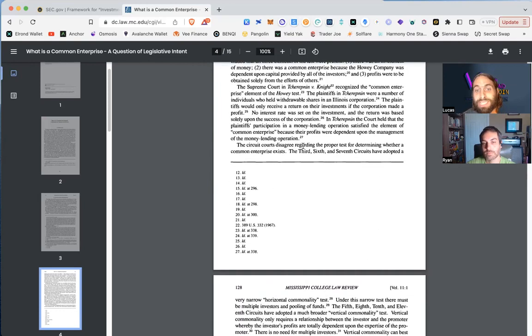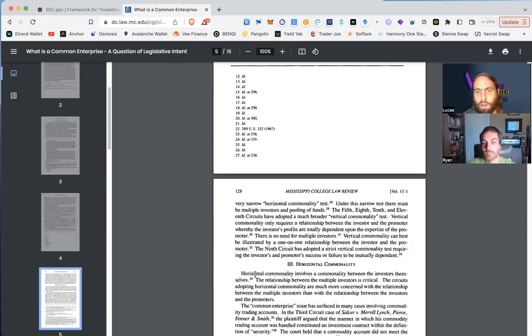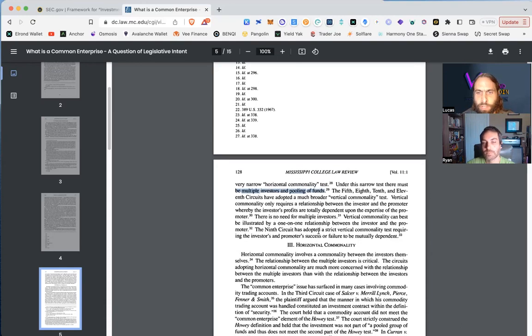The circuit courts disagree regarding the proper test for determining whether a common enterprise exists. This gets very interesting. And now this is where they get into how certain circuit courts have adopted a very narrow horizontal commonality test. Under this narrow test, there must be multiple investors and pooling of funds. Now, it gets very interesting when you look at the examples.